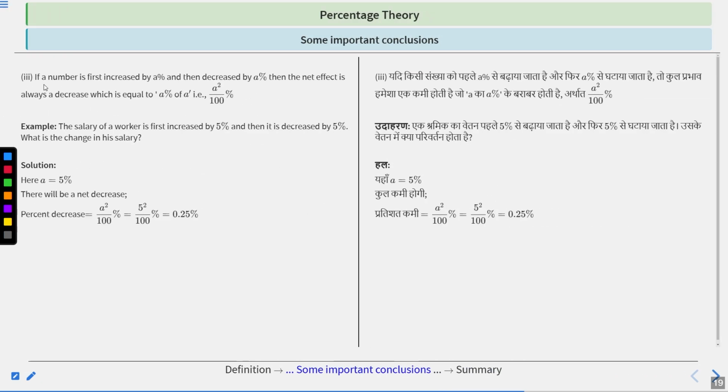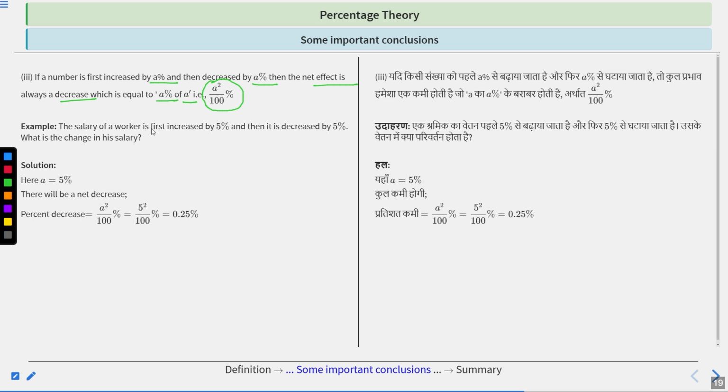Next one. If a number is first increased by a% and then decreased by a%, then the net effect is always a decrease, which is very important, equal to a% of a, which is a square upon 100. This will always be a decrease.